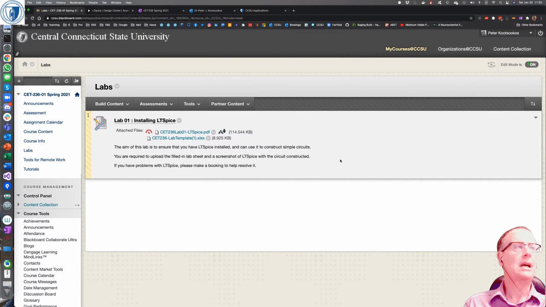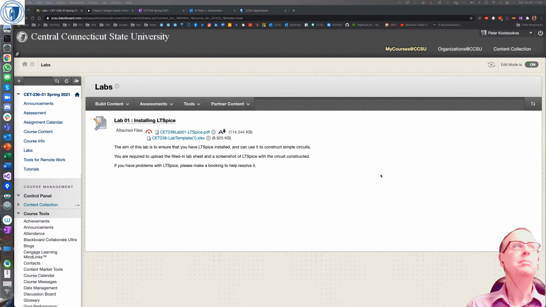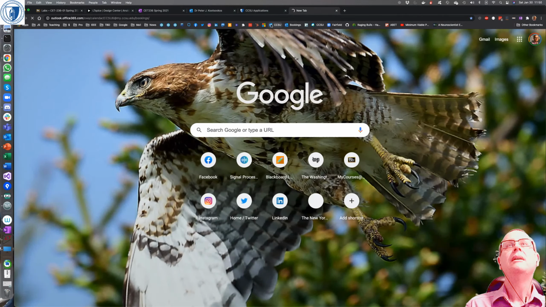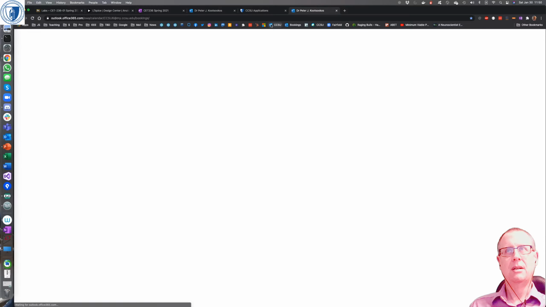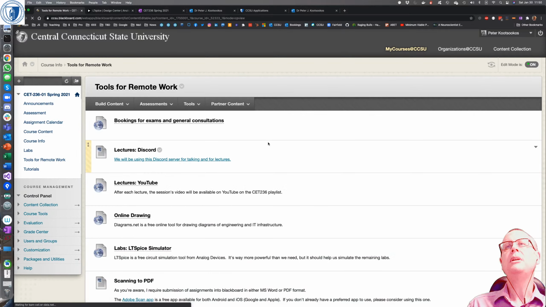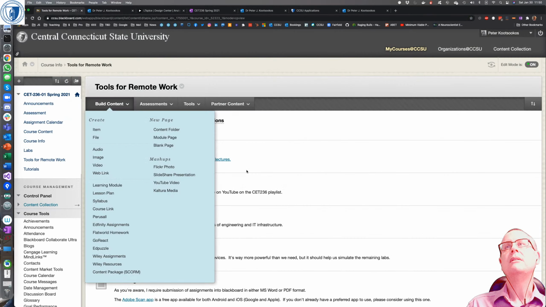Okay, so I'm happy to offer IT support for some of this stuff. LTspice is one thing you need to be able to do in order to do the labs. So please make a booking. As I said up here, it's this booking page, or in here it's under, I think, tools for remote work maybe, and booking for exams and general consultations will take you there as well in Blackboard.